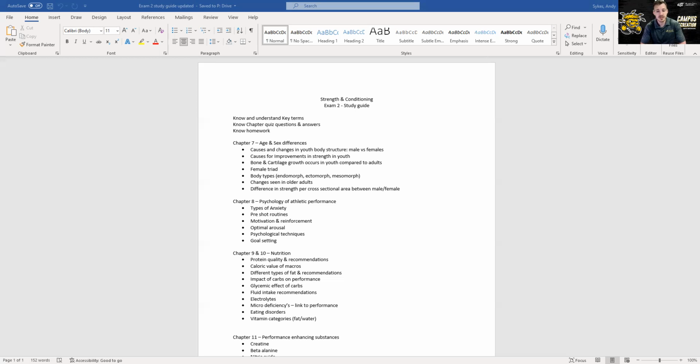What are the deficiencies linked to performance? Well, we have national deficiencies that are on every food label that you consume: your calcium, your iron, your vitamin D, and your potassium. Those are the 4 deficiencies. But which ones are more related to actually athletic performance?